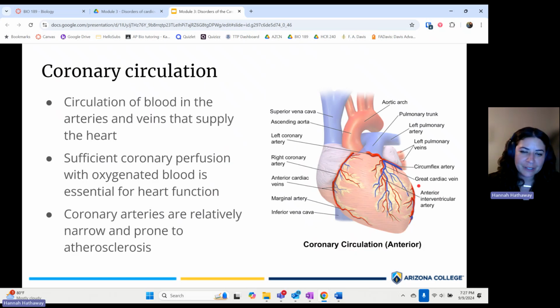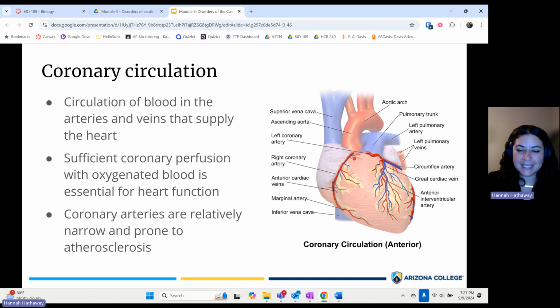I always found this one a little confusing because we're talking about circulation, and that has to do with the heart, and then coronary circulation. And you're like, what? So coronary means heart. So this is literally the circulation that is blood pumped to the heart, because the heart is an organ. It has tissues. It needs its own oxygen. So it actually has its own circulation.